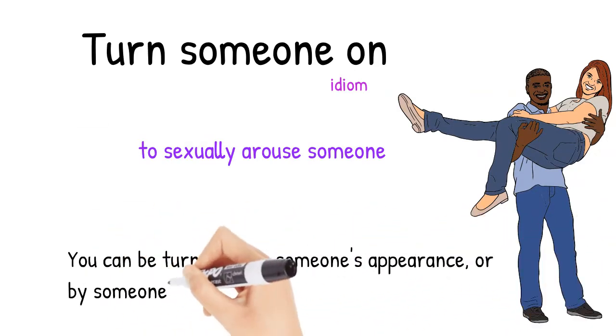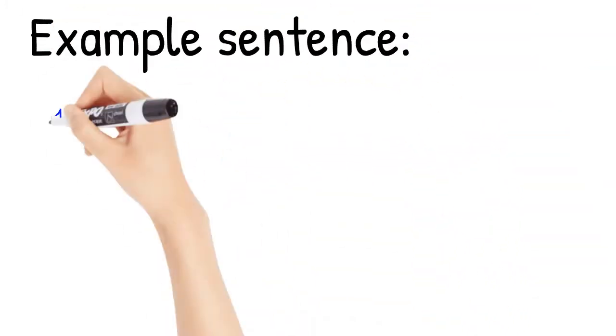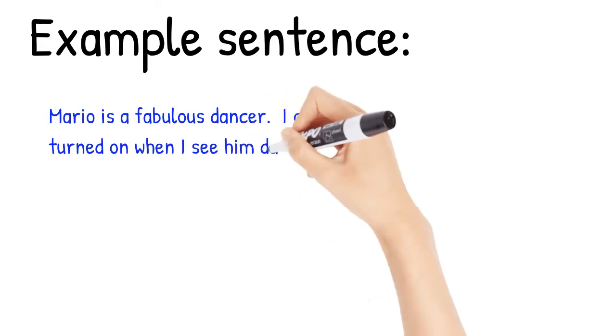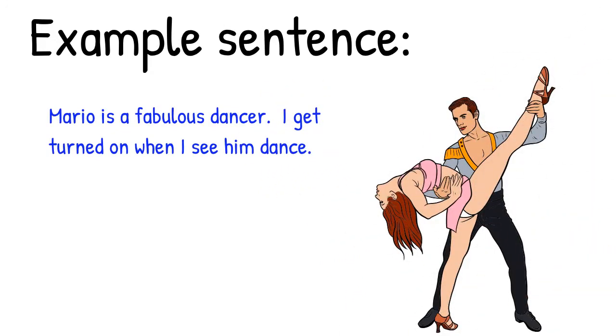You can be turned on by someone's appearance, of course, or by someone's behavior. Here's an example sentence. Mario is a fabulous dancer. I get turned on when I see him dance. That's an example of being turned on by someone's behavior, but he might look good too.